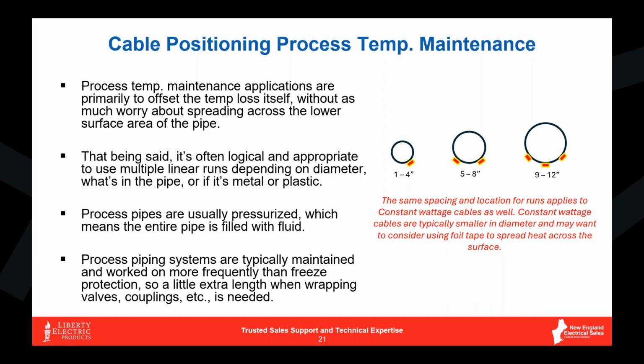So again, it's not uncommon to see something like an 8-inch diameter pipe, if it's in process temperature maintenance, to have just a single run of heat cable on it. Whereas in freeze protection on an 8-inch pipe, I would expect to see at least 2 runs across the bottom of that pipe, to keep things from icing up inside of it. So hopefully that makes sense.